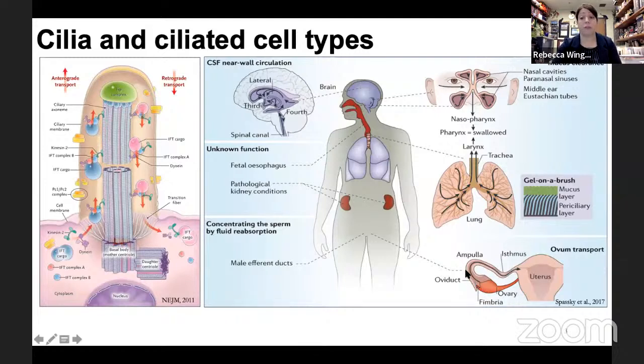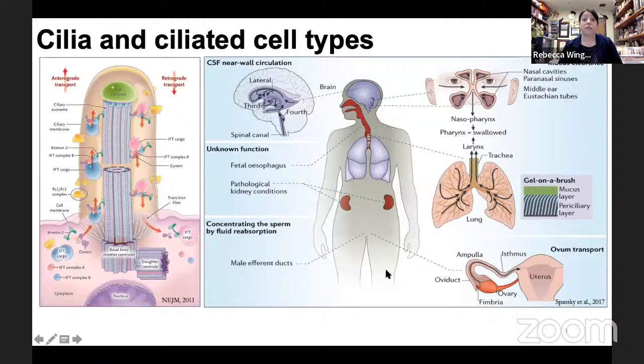Multiciliated cells are also found lining fallopian tubes. In that location, they usher along the egg as it moves from the ovary to the uterus. Again, these are all places where multiciliated cells are located. Monociliated cells are located all across the body as well, where they have key functions.